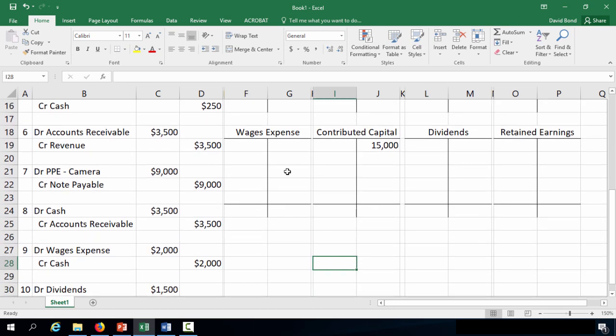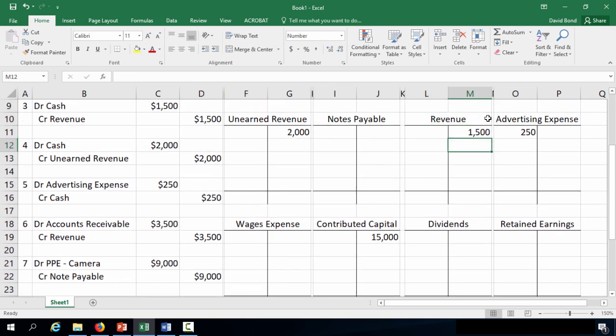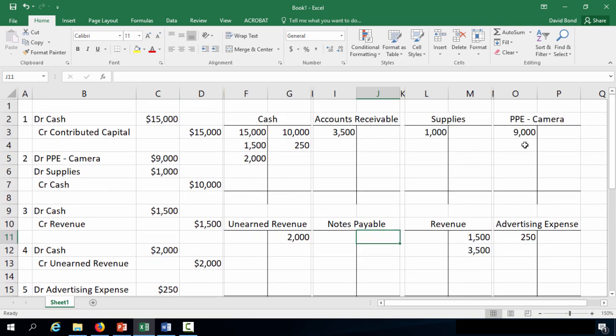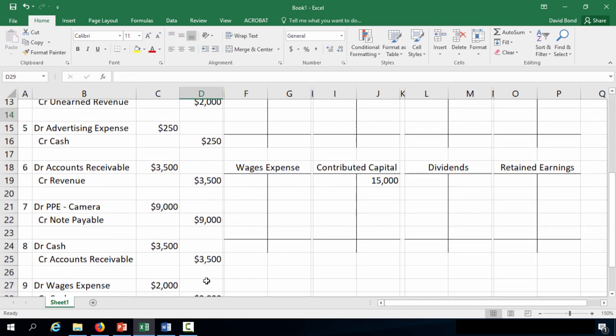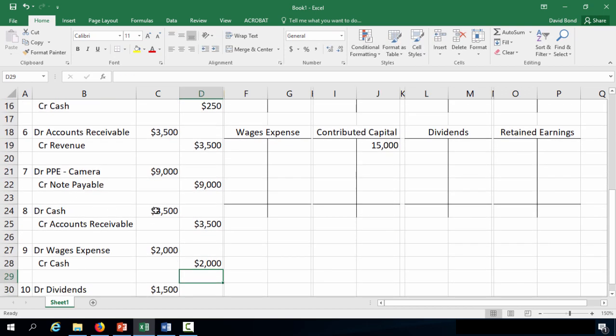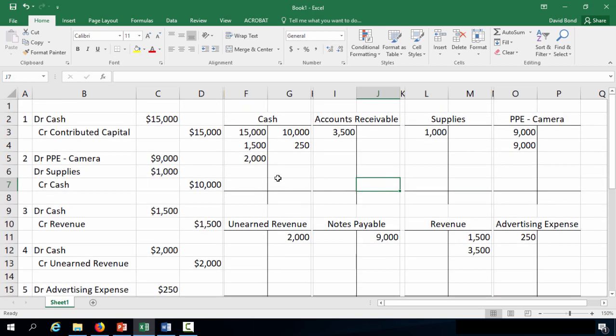And credit revenue, 3,500. Debit camera, 9,000. Credit note payable, 9,000. So debit camera, 9,000. Credit note payable, 9,000. Debit cash, 3,500. Credit accounts receivable, 3,500.